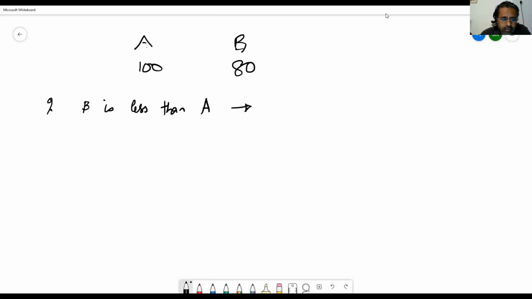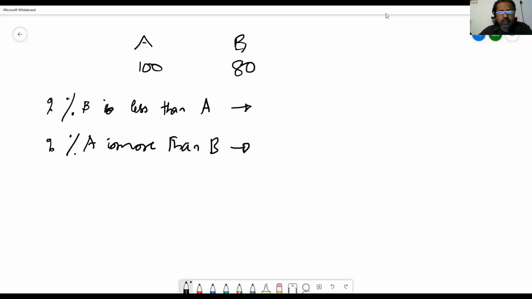And the other question is, by what percentage is A more than B? So this is something which is very, very important for people who are starting off with percentages. In both cases, the numerator is 20, which means in terms of marks, B is 20 marks less than A and A is 20 marks more than B.